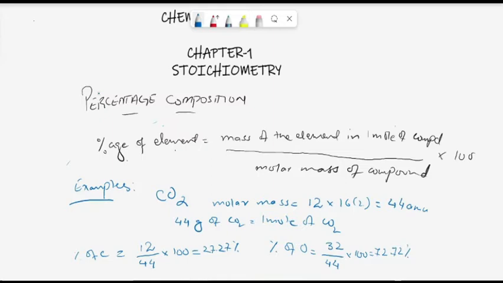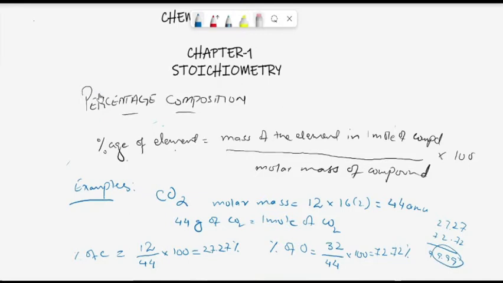So a molecule of carbon dioxide has 27.27% of carbon by mass and 72.72% oxygen by mass. If you add both the quantities, that is 27.27 plus 72.72, this is equal to 99.9. So that is almost 100% of carbon dioxide.